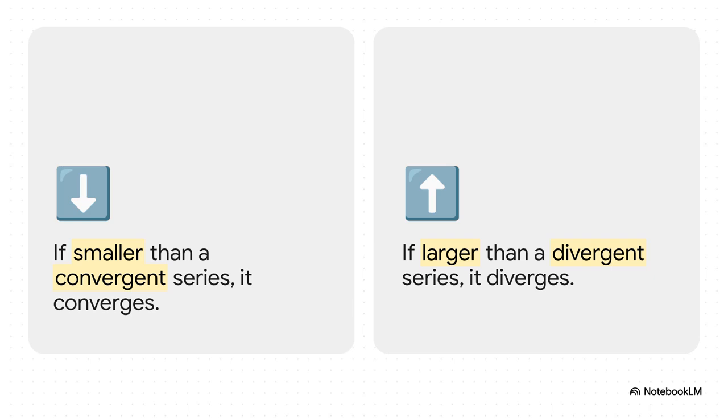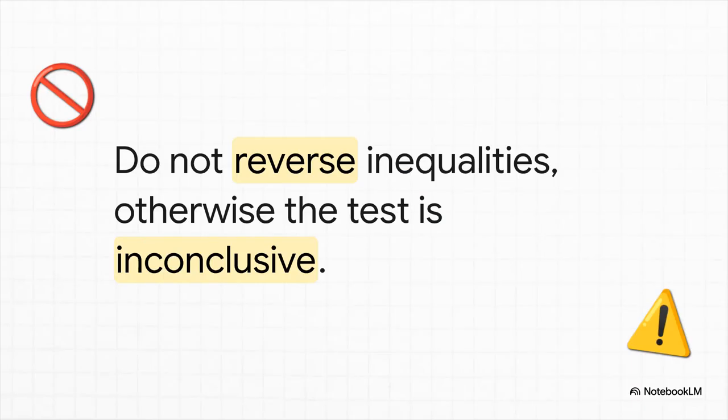It's actually wonderfully intuitive when you picture it. But you guessed it, here comes another major warning. Do not reverse these inequalities. Students do this all the time. If you do the math and find out your series is larger than a convergent series or smaller than a divergent series, well, congratulations, you've learned absolutely nothing. The test is completely inconclusive in those cases. You absolutely must bound it below a convergent series or above a divergent one.